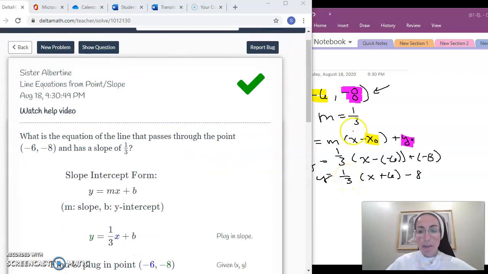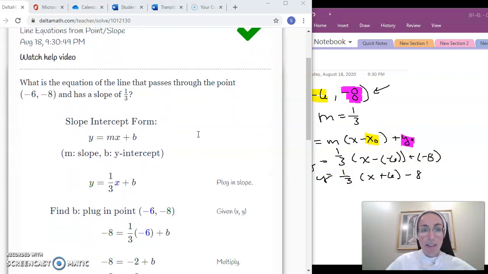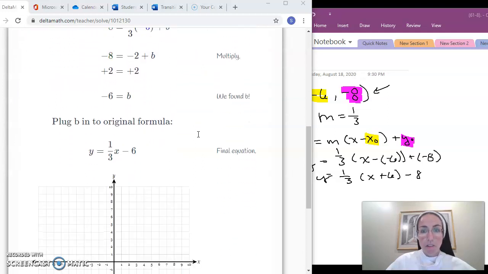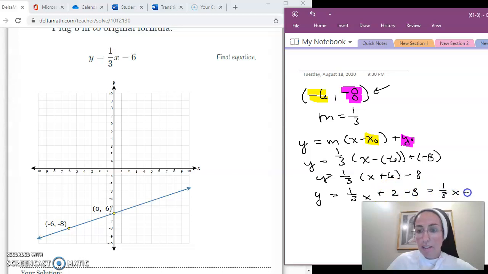Now, I just submitted exactly what we wrote here into Delta Math and got it right. But I could have also simplified it into slope-intercept form. So how would we have done that? Well, we would have distributed this 1/3 and made it 1/3 x plus 1/3 times 6 is 2, minus 8, and I get y = 1/3 x - 6. And that would have been another just fine form of the line, and both of them are good.